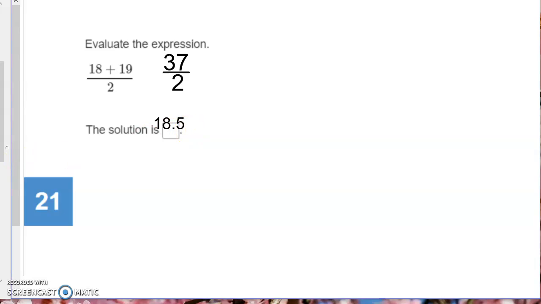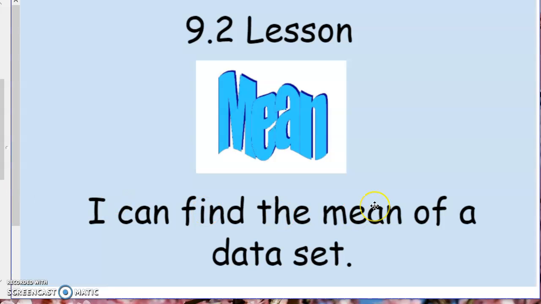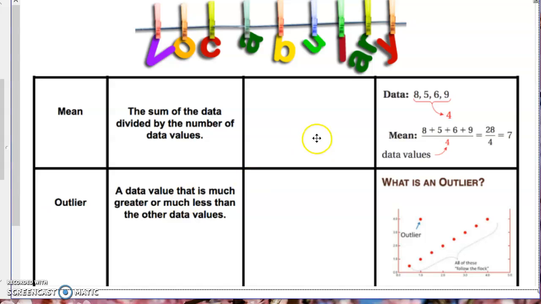All right, so today's lesson and the target we are trying to hit is I can find the mean of a data set. So first, mean is the sum of the data divided by the number of data values. So first we have our data here. I'm going to add those data values together first. So I add 8 plus 5 plus 6 plus 9, that gives me 28. And then I divide by the number of data values there are, 4, and that gives me 7 as my mean.